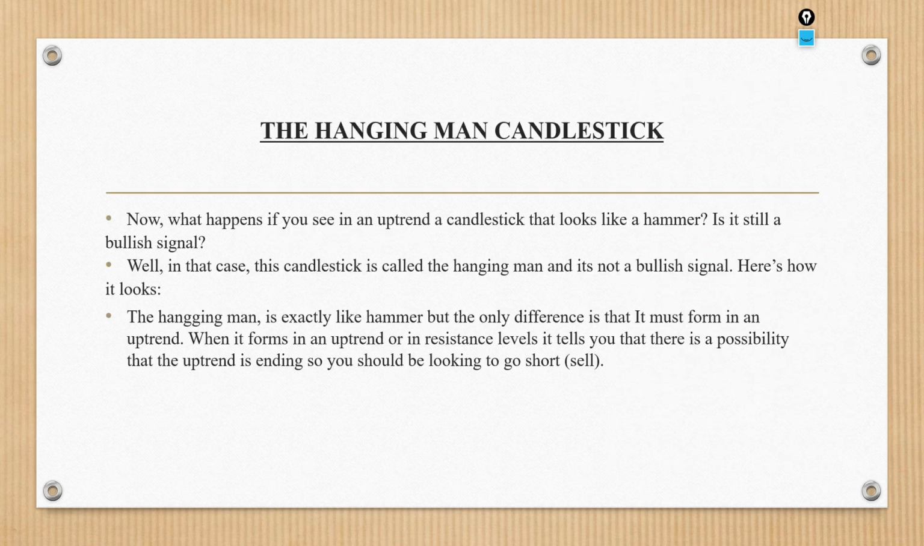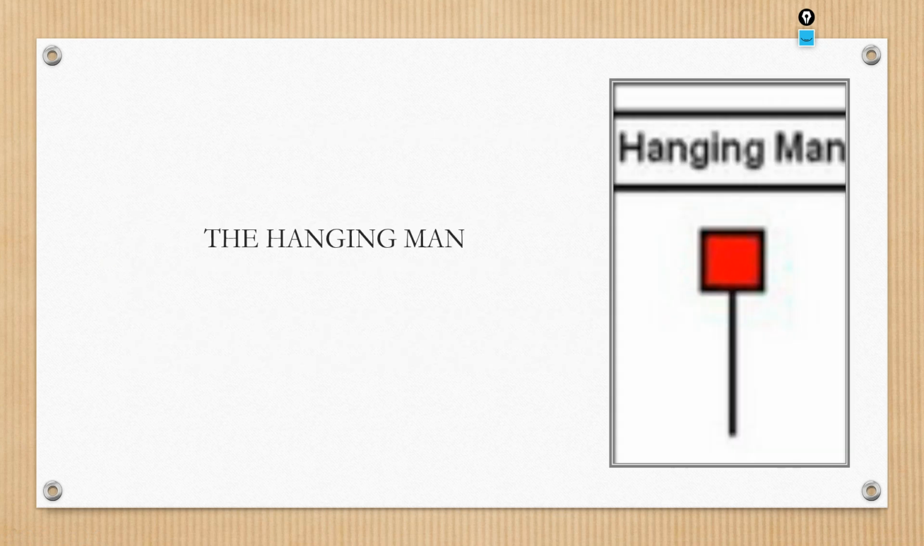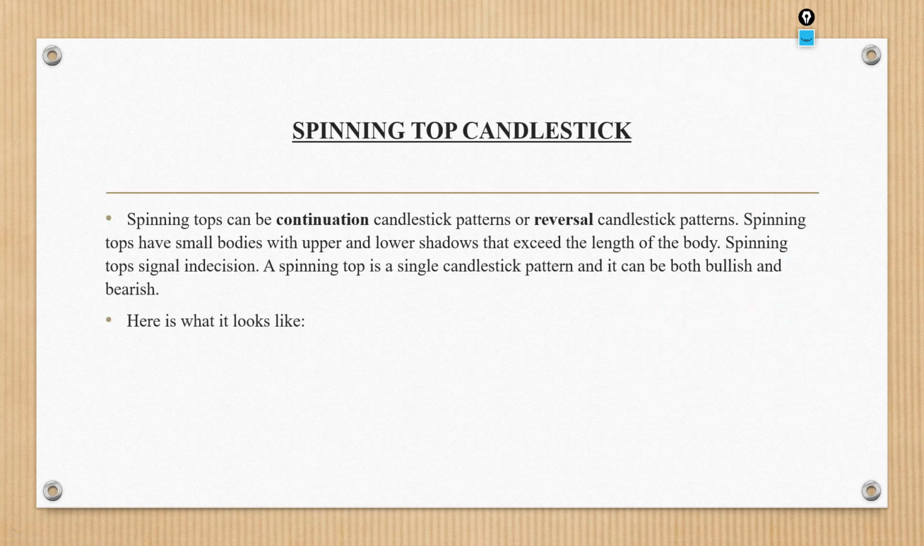The hanging man. So the hanging man kind of looks like a hammer. You see? The only difference is the color. Now, the other difference is where this candlestick forms. If this candlestick forms at a resistance, then it's a hanging man. If it forms at support, then it's a hammer, right? So if it forms at a resistance, it should signify a sell. If it forms at a support, it should signify a buy. That's the difference.